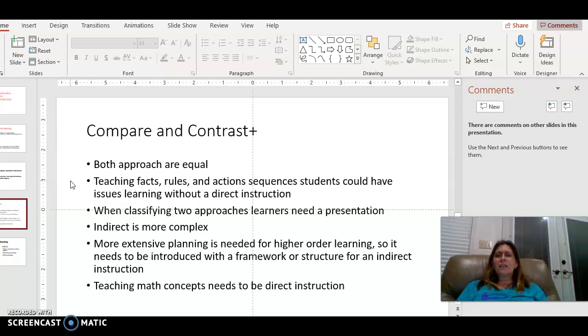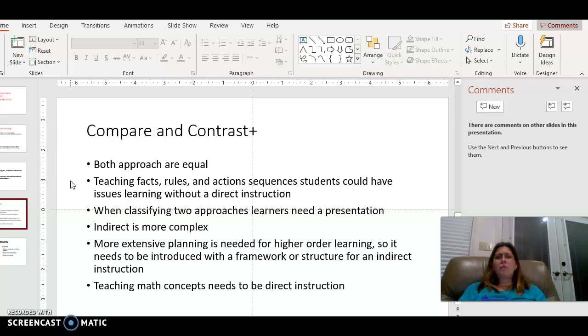When you're teaching facts and rules and actions and sequences, students could have issues learning without the direct instruction on how to do that. When classifying two approaches, learners need a presentation, something they can look at to learn best, by having the visual image.